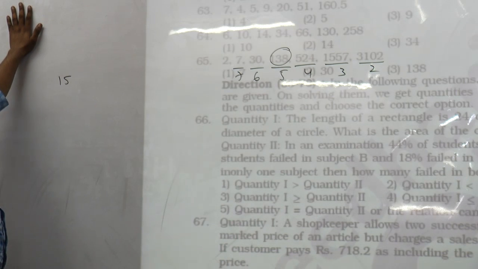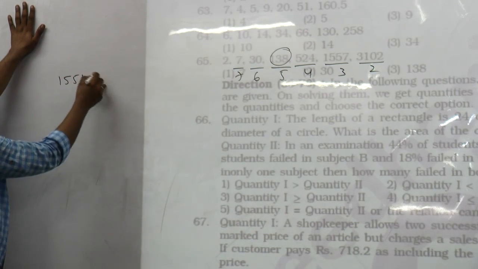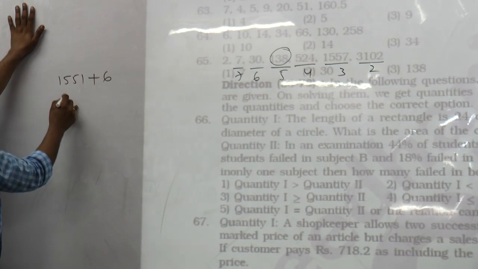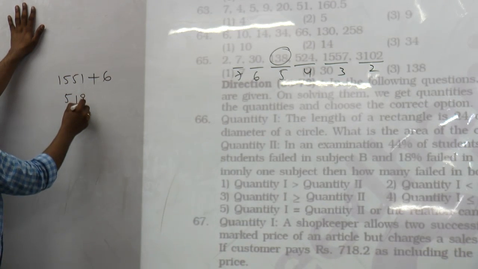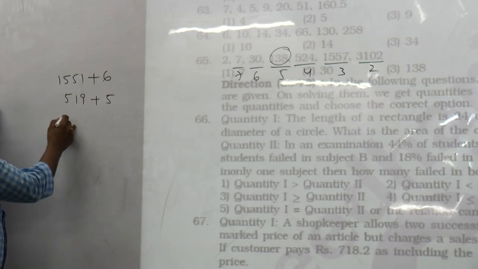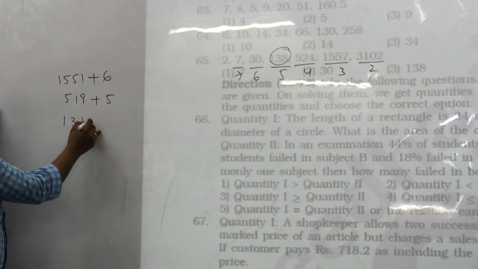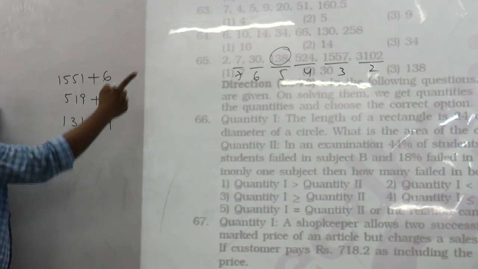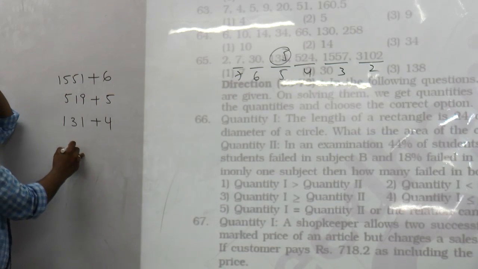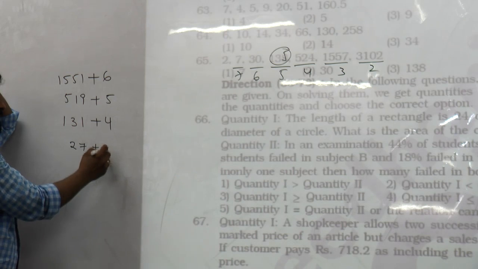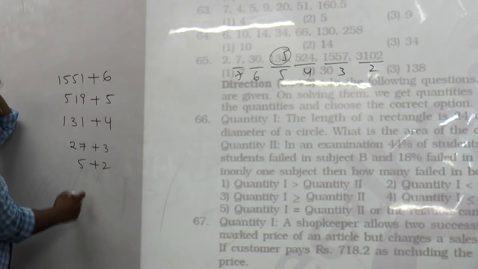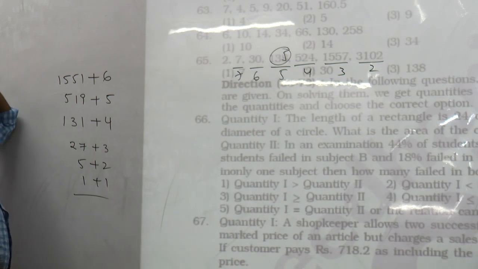Silly fellow. 1, 5, 5, 1 plus 6 divided by 3. 5, 1, 9 plus 5, 4, 131 plus 4 you should have. This must be 135 divided by 5. 27 plus 3, 30. 30 by 6, 5 plus 2, 7. 7 by 7, 1 plus 1. Super. Good.